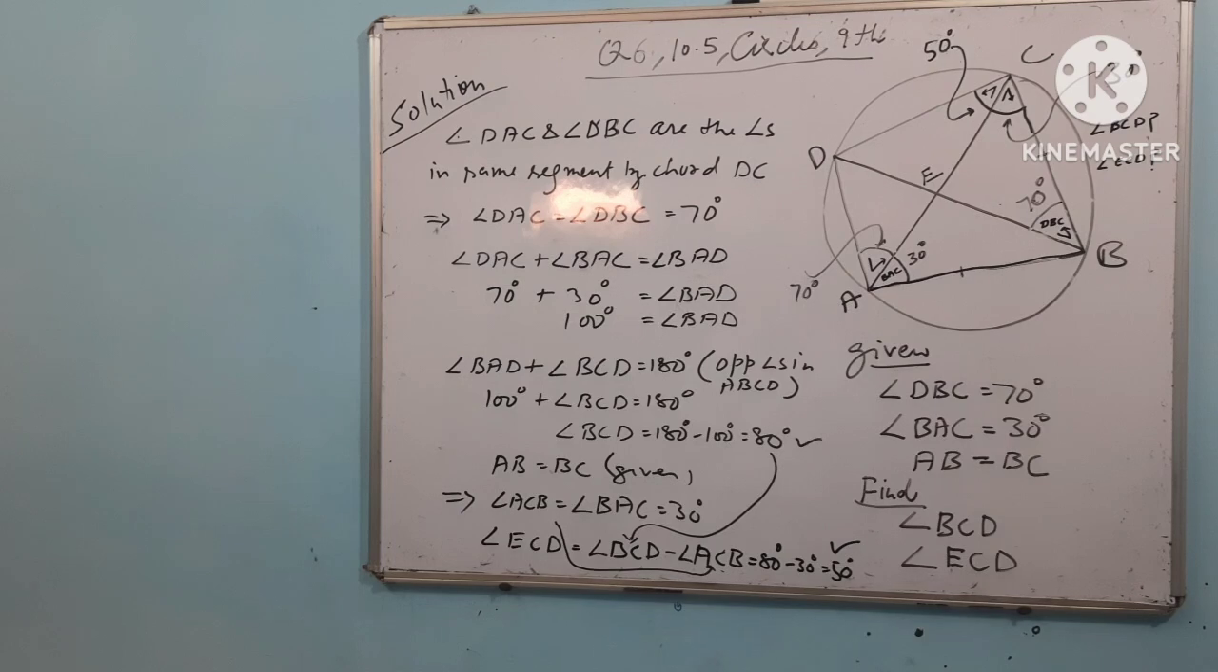Now we are given that AB is equal to BC, so angles opposite these equal sides, that is angle ACB and angle BAC, both will be equal, which is equal to 30 degrees.